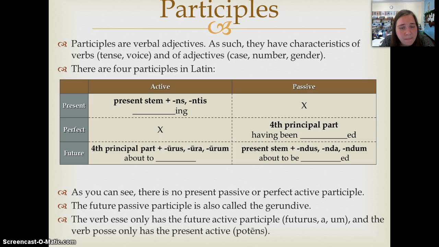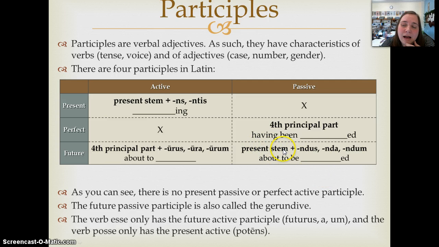Future active participle is the fourth principal part, but instead of -us, you have to add -urus, -ura, -urum, and that makes sense, right? The future active participle is -urus, -ura, -urum, with the endings. We translate future active participles as about to do something, right? About to blank, so about to sing, about to dance, about to speak, so on and so forth.